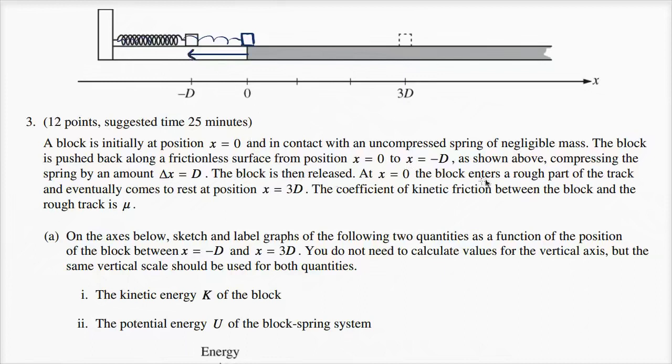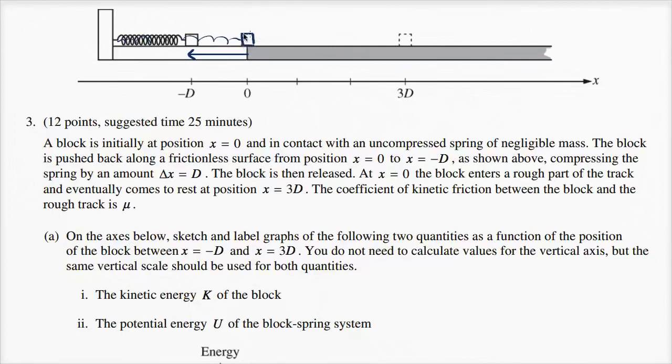At x equals 0, the block enters a rough part of the track and eventually comes to rest at position x equals 3d. So when we compress the spring, we're actually doing work to compress the spring, and that energy from the work we're doing gets stored as potential energy in the spring block system. And then when we let go, that potential energy is going to be converted to kinetic energy, and that block is going to be accelerated all the way until we get back to x equals 0. Then the spring is back to uncompressed, so it's not going to keep pushing on the block after that point.